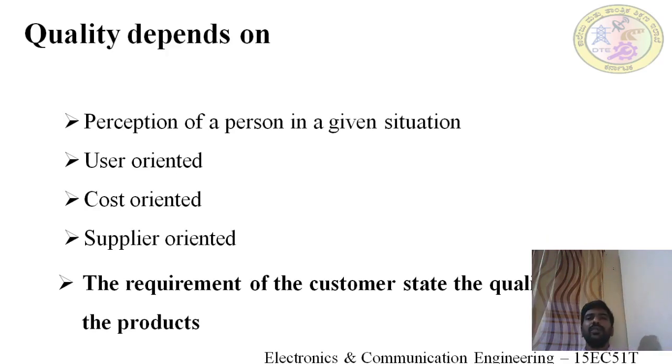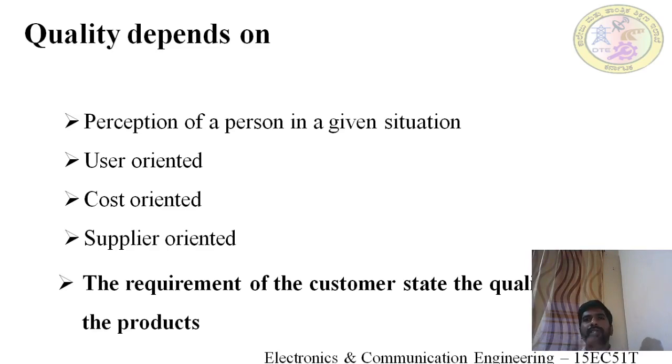Quality depends on four important points. One is the perception of the person in a given situation. I already told you, the gear used in sugarcane juice extraction and the gear used in an engine vehicle. So that is the perception of the person in a given situation, and it is user oriented. Here is one example. In India we have right-hand drive, where the driver sits on the right. If you go to the USA or some other places, the driver sits on the left. That is user oriented. Indian vehicles cannot be sold in the USA because of the different orientation, which would be a problem.